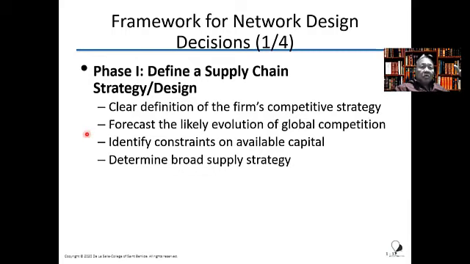Then identifying constraints on available capital. Again, a basic thing that we have also learned in operations earlier is constraint. There are things that would prevent you from doing more. Here it talks specifically of capital. You want to put up a plant, but you don't have money. What are your constraints? And then determine broad supply strategy. Well, this is a domain of the strategic fit discussion that we have had in our previous lecture.